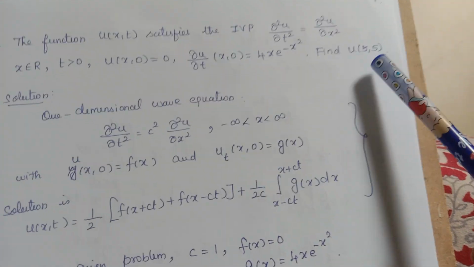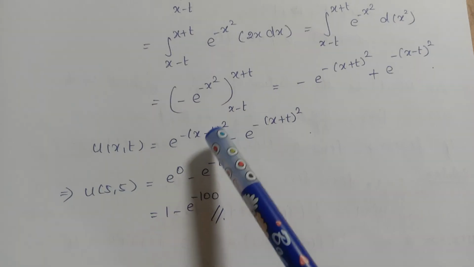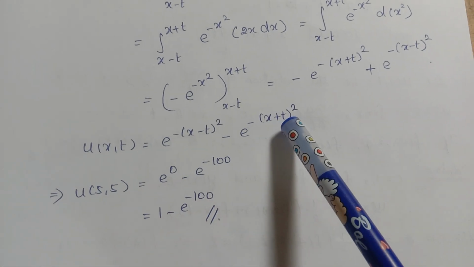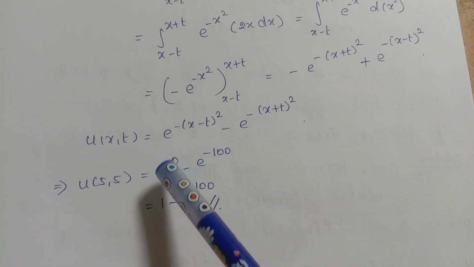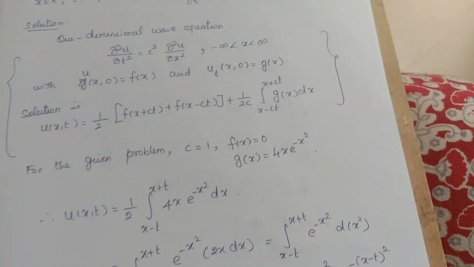But the question is, we have to find what is u of 5 comma 5. So substitute x equal to 5 and t equal to 5 in this solution. So this is e power 0 minus e power, 5 plus 5 is 10, 10 square is 100, so minus e power minus 100. E power 0 is 1, minus e power minus 100. That's all. So simply what is the thing you have to remember?